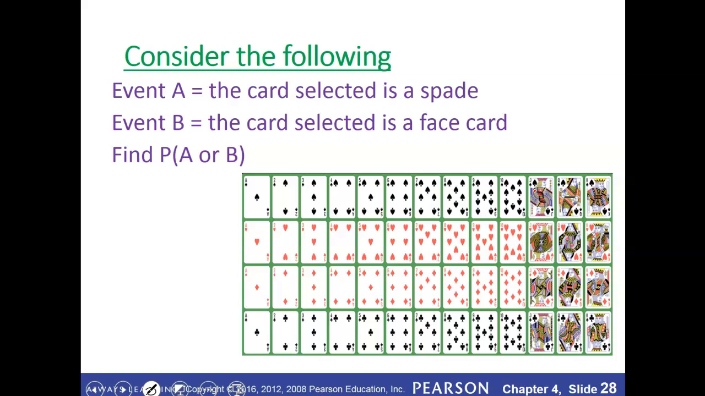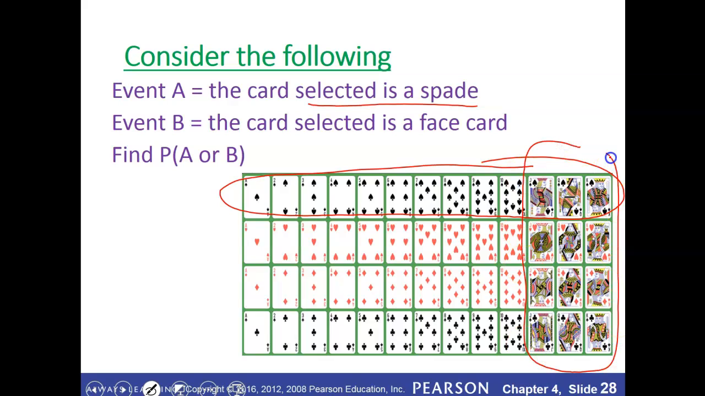Suppose A is that a card selected is a spade. That's all of these cards here. Then event B is that a card selected is a face card. That's all of these cards here. So there are 13 spades and there are 12 face cards. So we want to know what's the probability that a card selected is either a spade or a face card. Well, if I took 13 plus 12 and added them together, that would be 25 cards. But there's not 25 cards there.